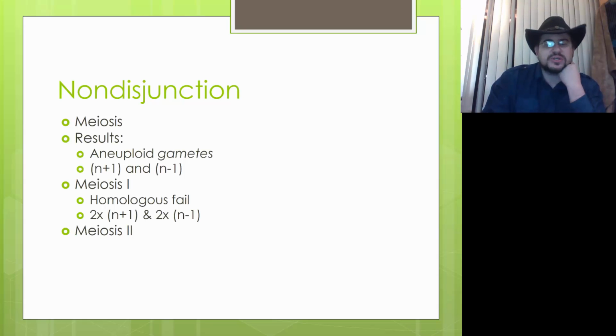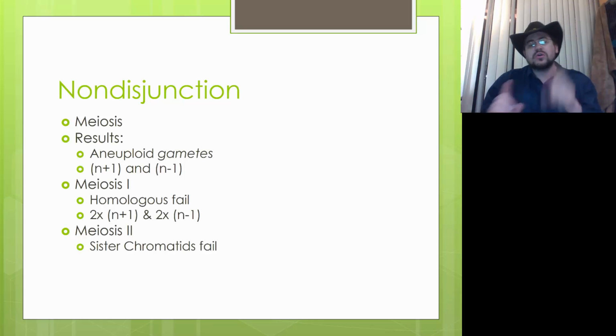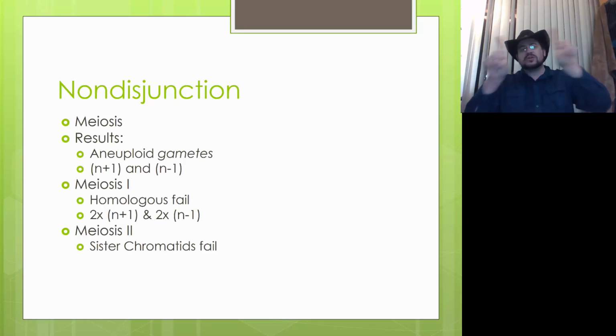And I have a picture to show it. Then meiosis II, here your sister chromatids fail to separate. So the centromere doesn't break. Normally the centromere breaks and they move to opposite poles. Instead, the centromere fails to break. And because it's meiosis II, this is occurring in one of the two cells produced in meiosis I.